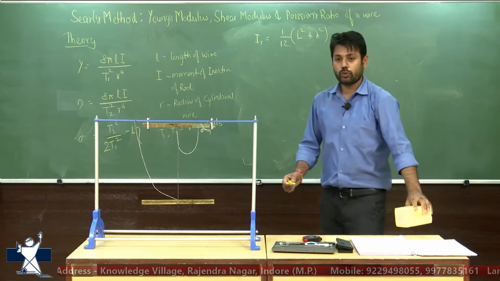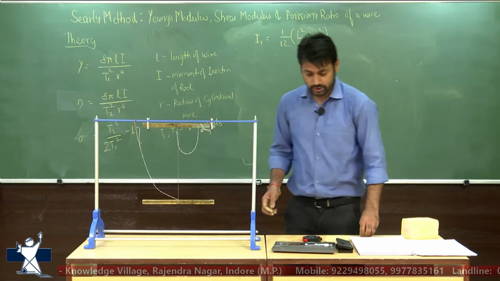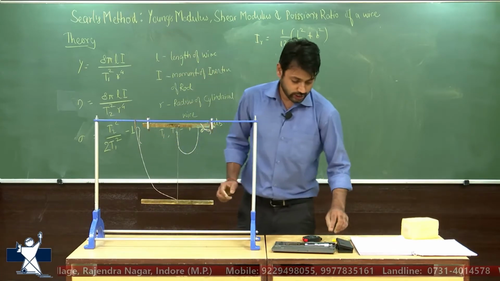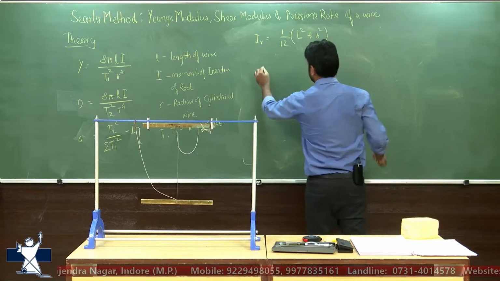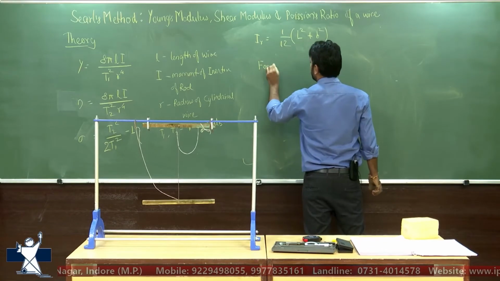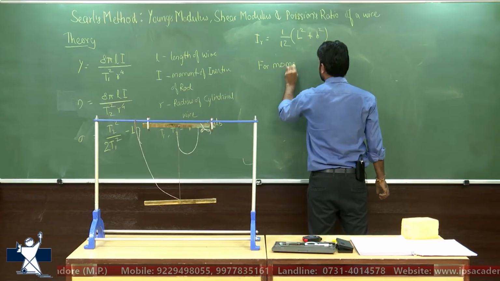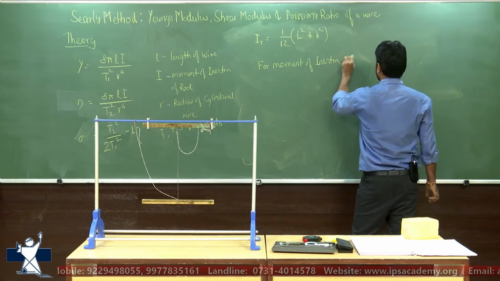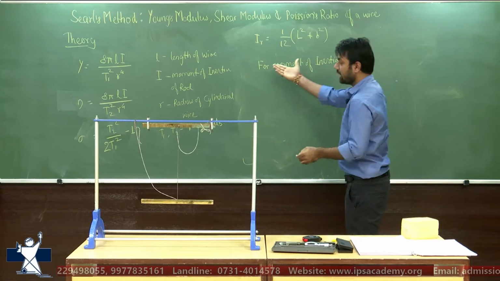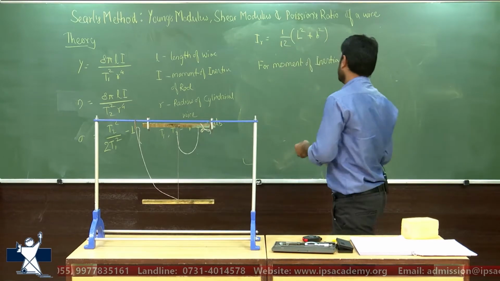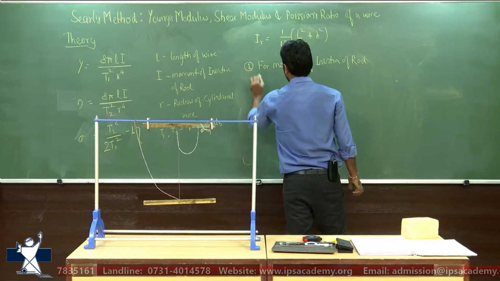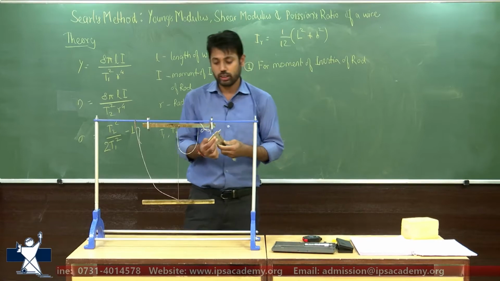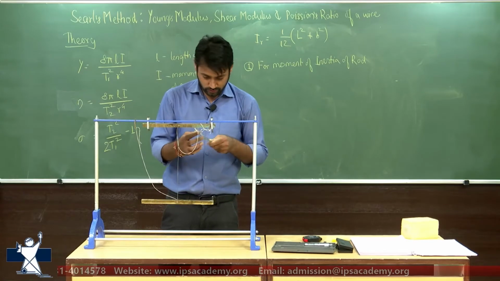Now all we need to do is find the moment of inertia and measure these quantities. The length of this rod is already given, which is 30 centimeters. I'm going to write it here. So for the moment of inertia of the rod, we are performing the measurements right now. First thing we are going to measure is the moment of inertia of the rod. So I can use a Vernier caliper to measure the width of the rod. So let me see.